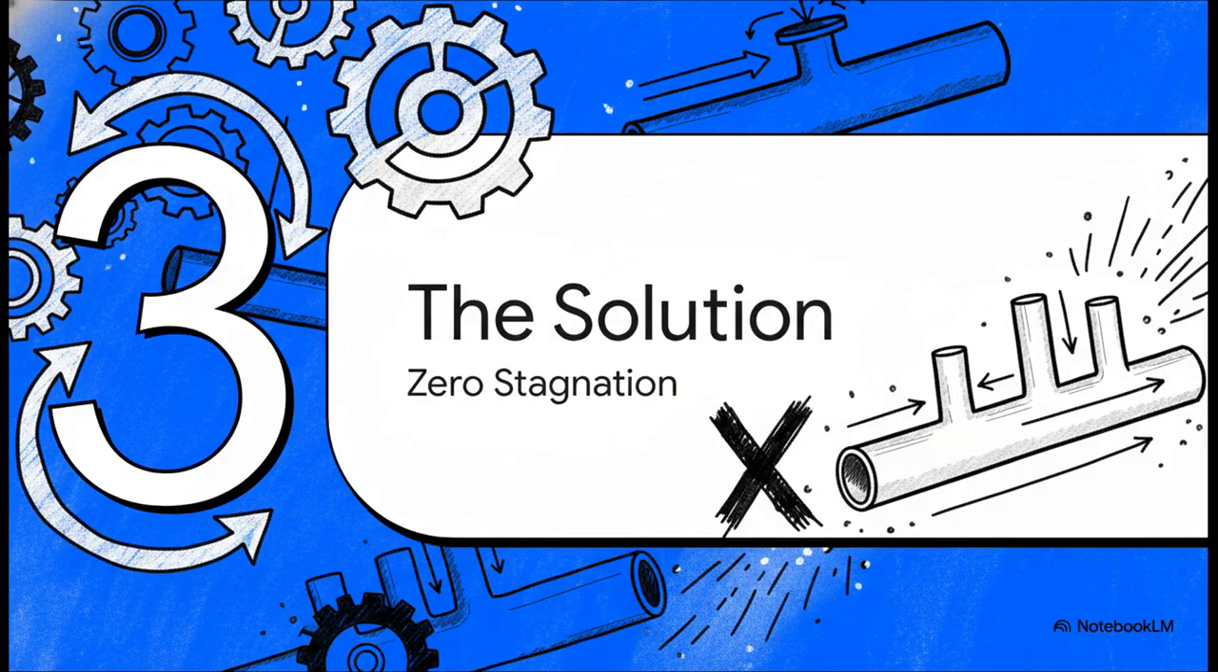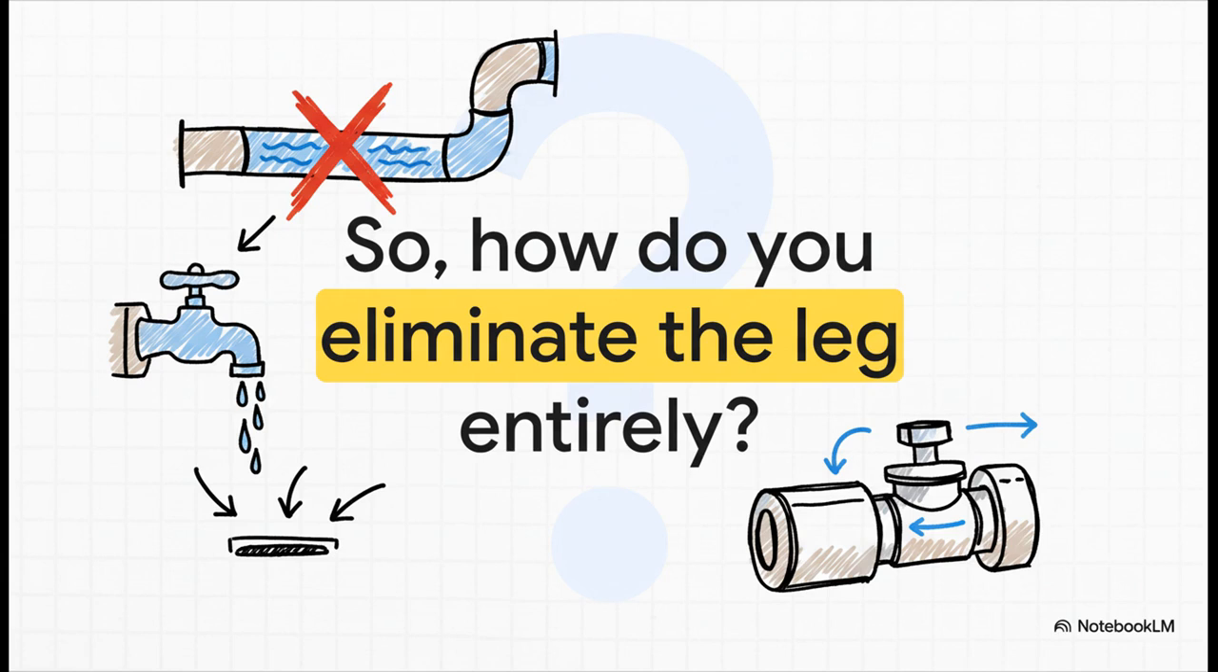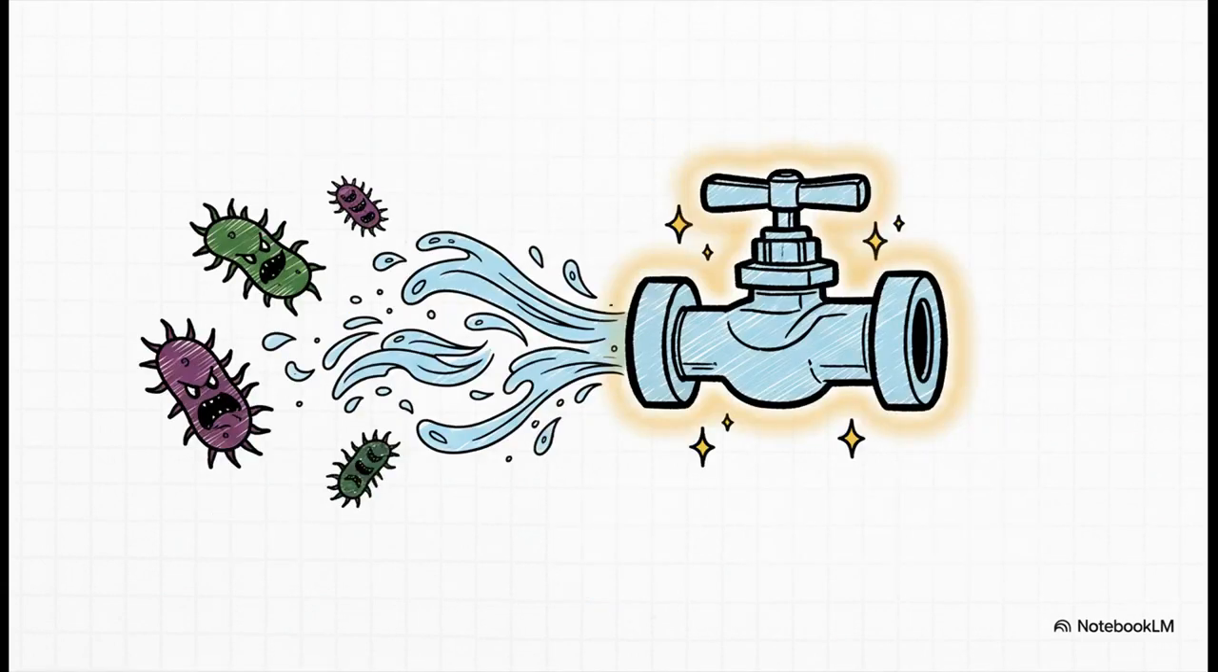But here's the good news. For every big problem in engineering, there's usually a pretty brilliant solution. And in this case, it's all about a fundamental shift in design, a philosophy that aims for zero stagnation. So the question becomes pretty obvious, right? If the leg itself is the problem, the most effective solution has to be just getting rid of it completely. But how on earth do you do that at the point of use? The answer is this incredible piece of engineering, the zero dead leg valve. This is truly the gold standard for stopping contamination right at the source.